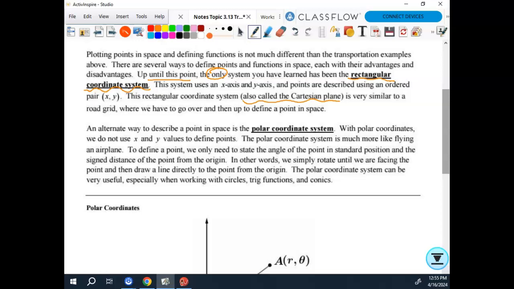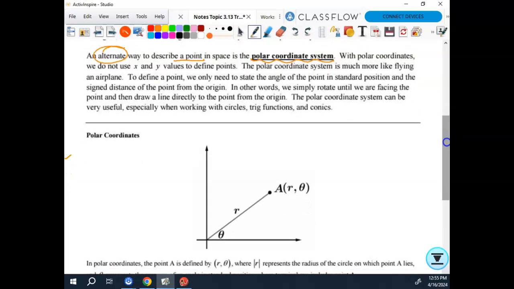All right. So an alternate way to describe points in space. This is an alternate way to describe any point. So we're not going to different points. We can go to the exact same points and we can use what's called the polar coordinate system. With polar coordinates, we do not use X and Y. It's much more like flying an airplane. To define a point, we only need to state the angle of the point and the signed distance. Signed meaning positive and negative. Nobody's giving you an autograph. So we're going to rotate until we're facing the right way.